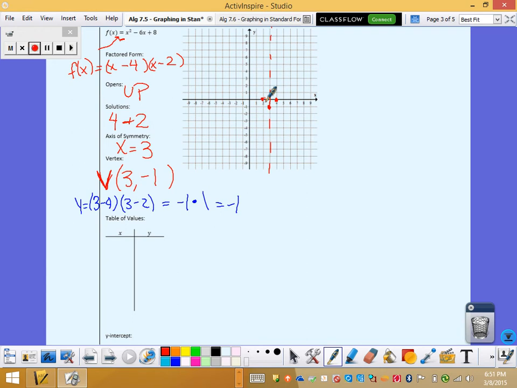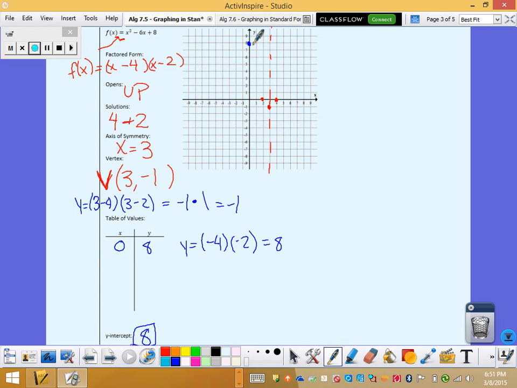We know we need to find our y-intercept yet, so let's plug in 0 for x and solve for y. Y will equal negative 4, which I'm getting from your factored form, times negative 2, which is positive 8. So I'm going to graph my point at (0, 8), and there's my y-intercept. So I'm going to go ahead and write 8 down here for my y-intercept.